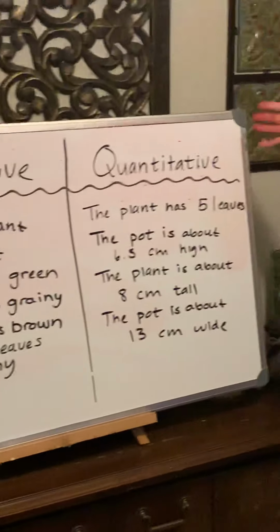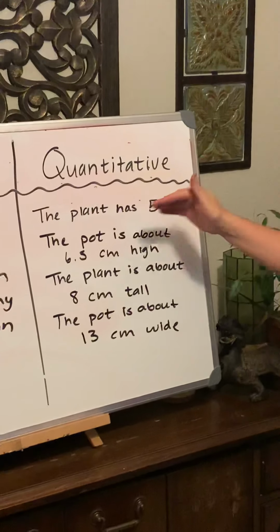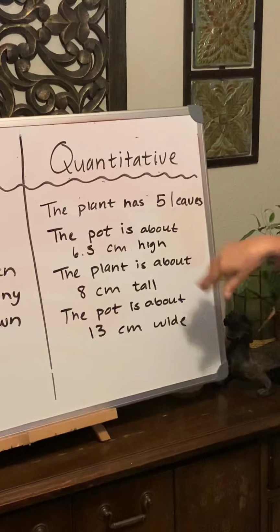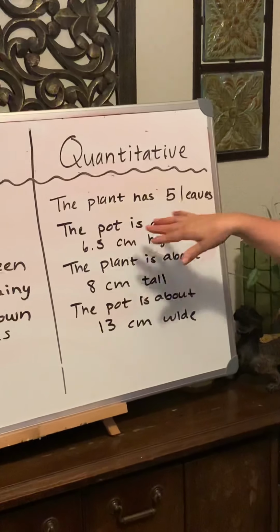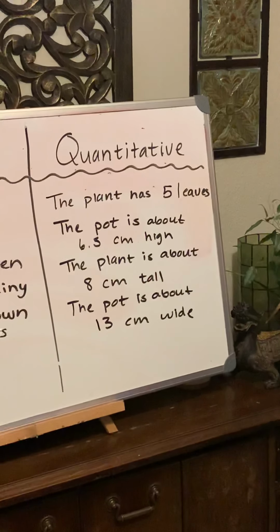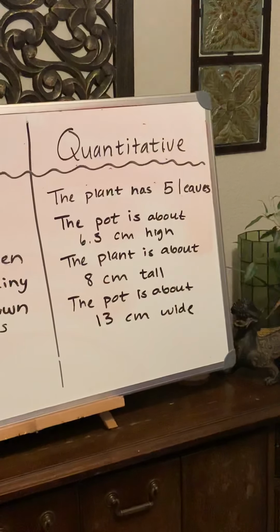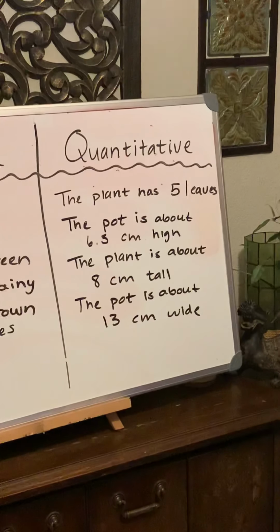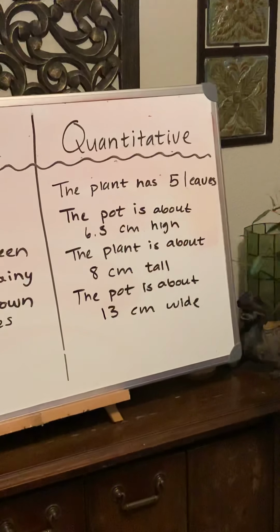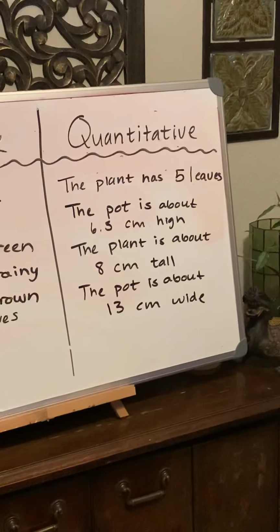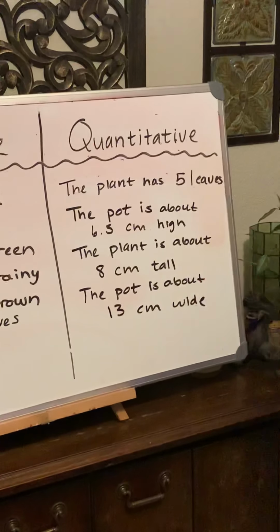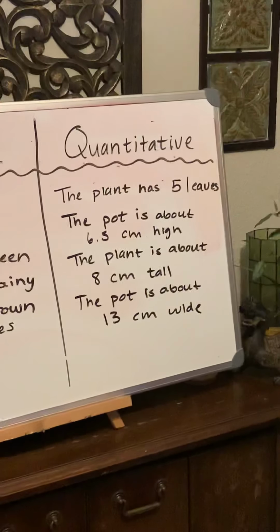Now over to our quantitative side. Plant has 5 leaves. If you looked closely at those pictures, the pot is about 6.5 centimeters high. If you maybe got a different measurement based on the picture, that's okay. It's probably close to that. The plant is about 8 centimeters tall and the pot is about 13 centimeters wide.